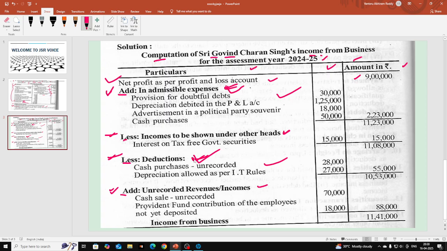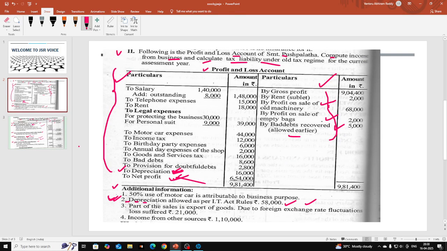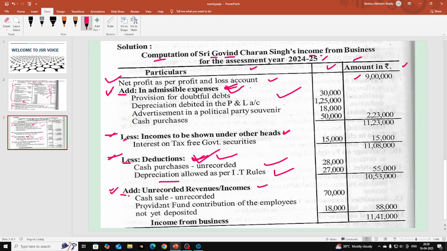Okay, and next, the third head is deductions. Under deductions mostly you will get depreciation only, students. Some other items are also there, but you have to go in depth in this chapter. But depreciation, if it is given in the additional information, you should write under deductions. And next, the fourth head is unrecorded incomes. They will give you in the additional information some incomes that are not recorded on the credit side of the profit and loss account, so you should write them under unrecorded incomes. If you get anything like that, write it under unrecorded incomes.